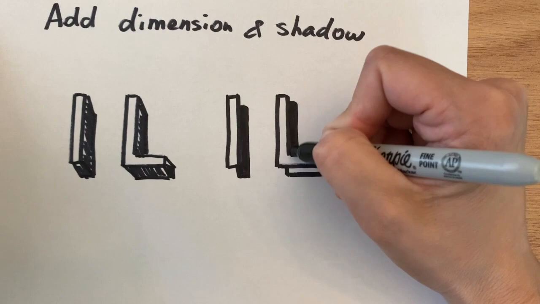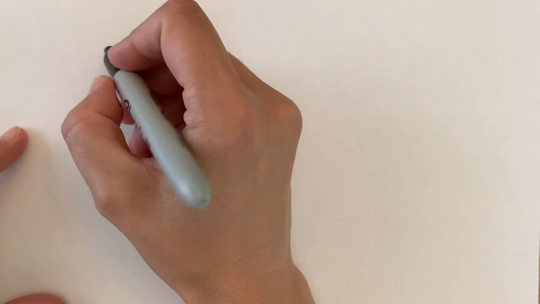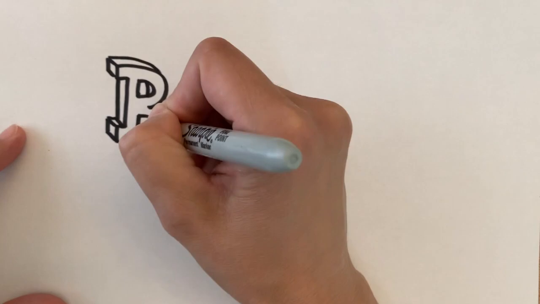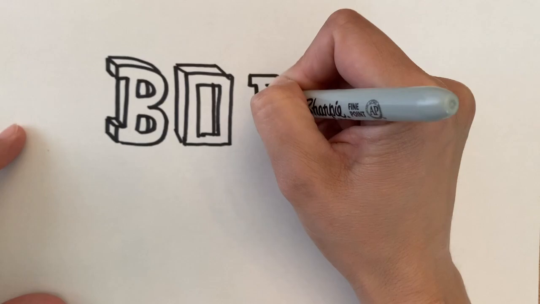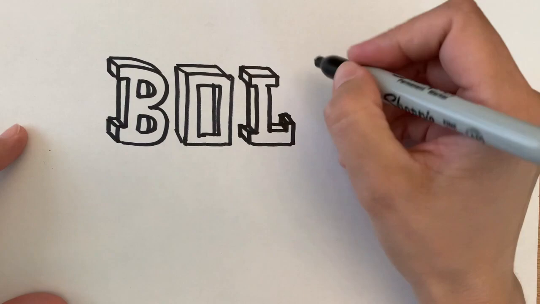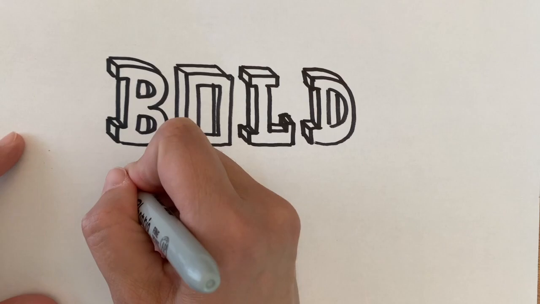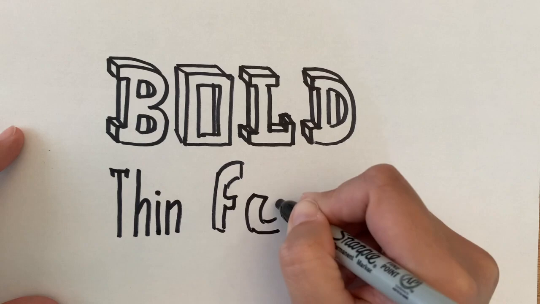What else can you think about while creating the letters or font for your artwork? For example, think about the connection between how the letters look and what they spell. Guess what I'm spelling with all these bold, thick letters? I'm spelling the word bold. Also, I can spell thin using very thin letters, and the word funny using a kind of funny font.